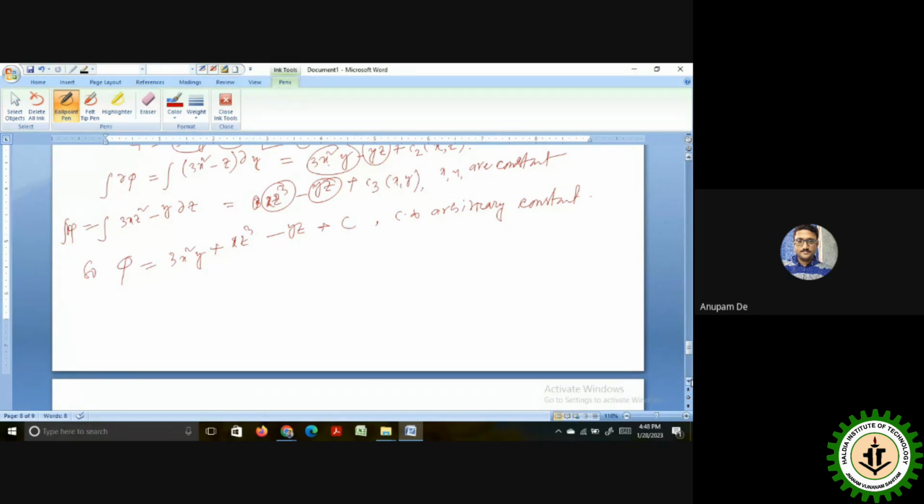Clear? Okay, yes, sir. So these are the different types of problems that you will get from vector differentiation. Next, I'll be going for vector integration, and in your reduced syllabus you only have vector integration, the Green's theorem.